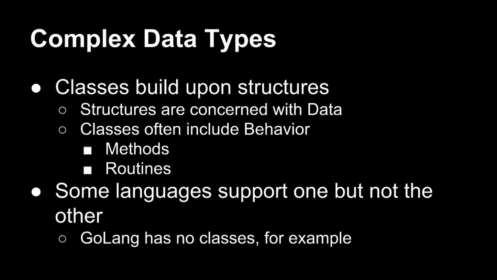While classes are built on top of structures. Whereas structures are concerned with data, classes tend to include behavior as well. What do I mean by behavior? I mean these methods and these routines. You can tell a class to do things. Some languages support one but not the other. One great example is that Golang doesn't have traditional classes, right? It has structures, and then you can define functions which can be attached to these structures.